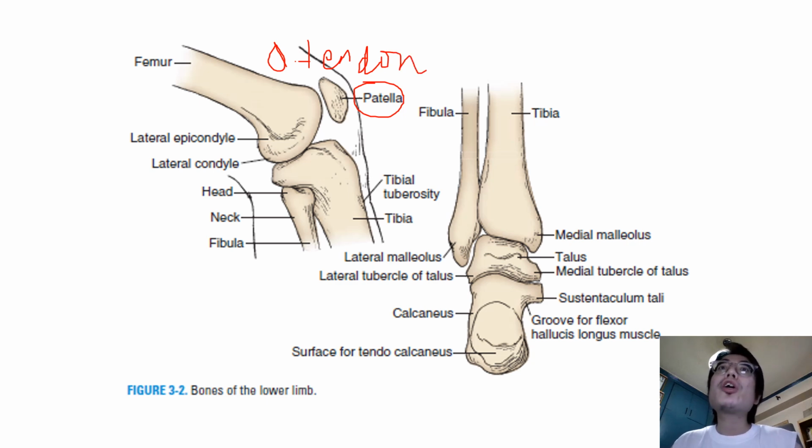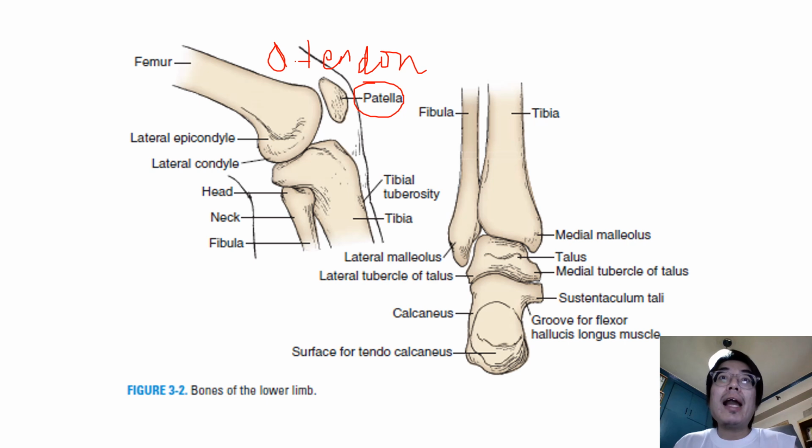What is the function of the patella? The patella actually obviates wear and tear on the quadriceps tendon as it passes across the trochlear groove. It also increases the angle of pull of the quadriceps femoris, thereby increasing its power.